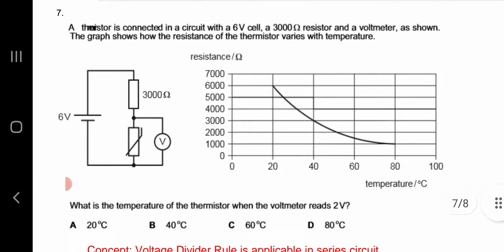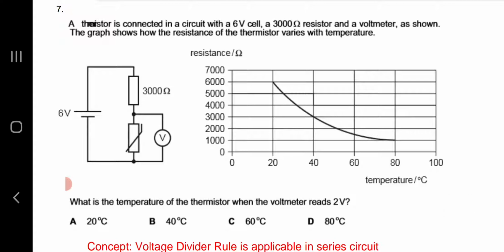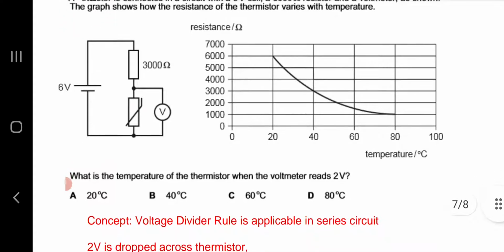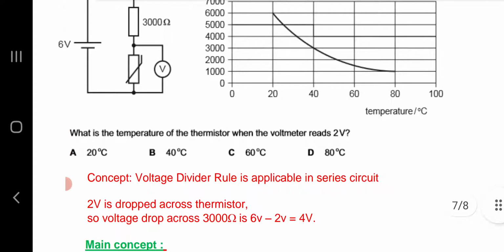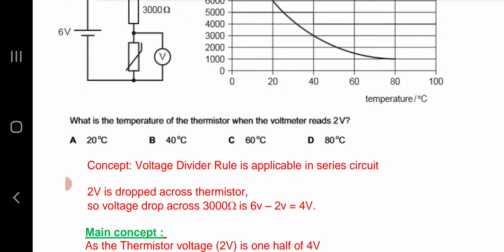Okay, question number 7, the last question for this session. A thermistor is connected in a circuit with a 6 volt cell, a 3000 ohm resistor and a voltmeter. As shown, the graph shows how the resistance of the thermistor varies with temperature. What is the temperature of the thermistor when the voltmeter reads 2 volt?